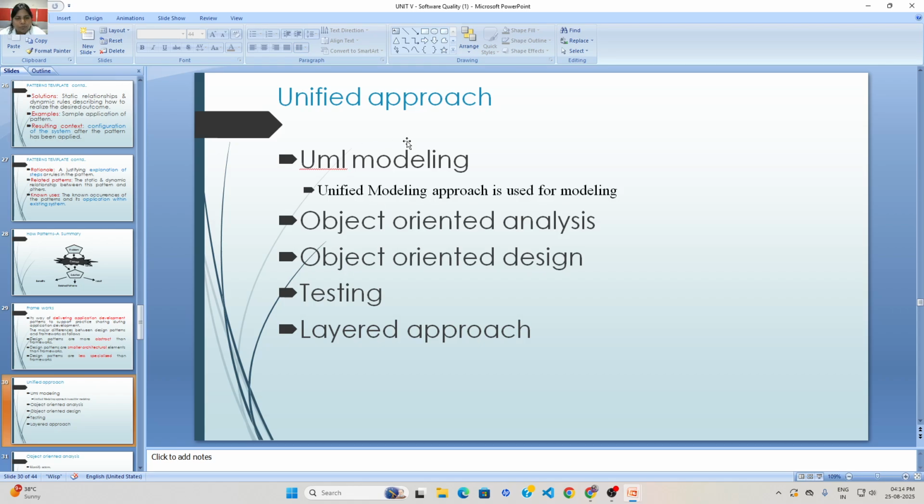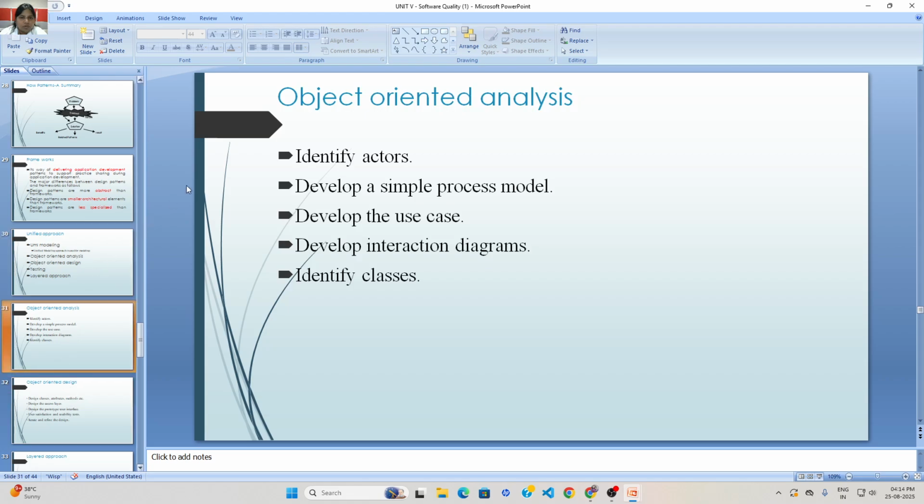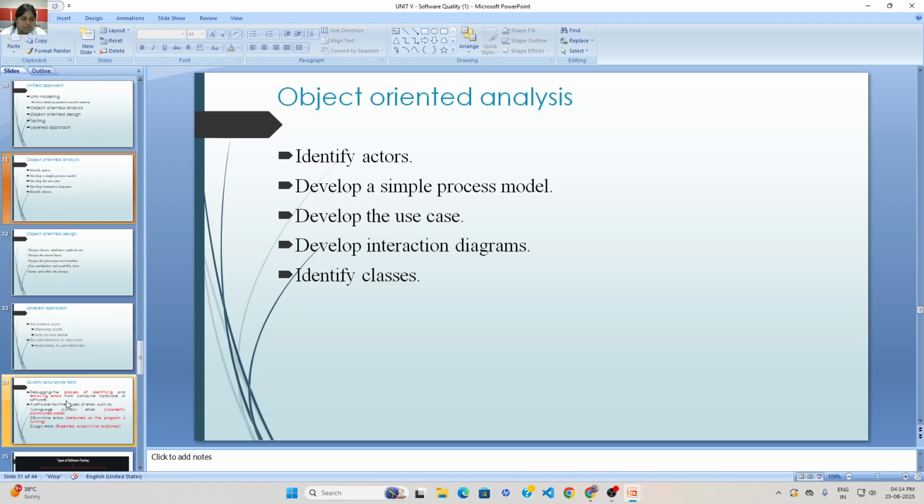Next one, unified approach. It is a uniform modeling approach used for modeling, object-oriented analysis, object-oriented design, testing, and layered approach. Object-oriented analysis consists of the following process. First one, we should identify the actors and develop the simple process model, develop the use case, develop the interaction diagrams, and identify the classes.